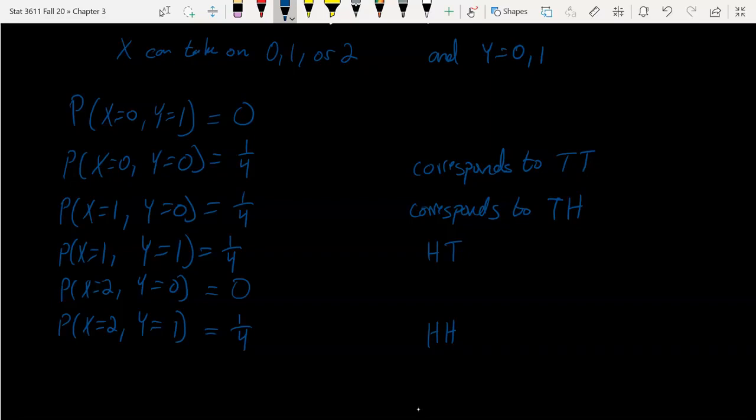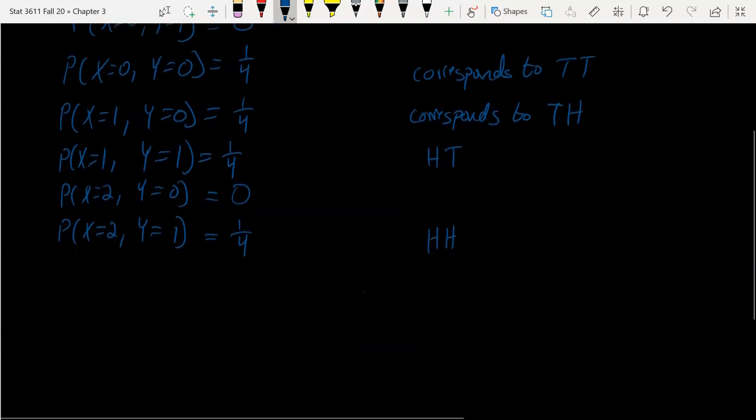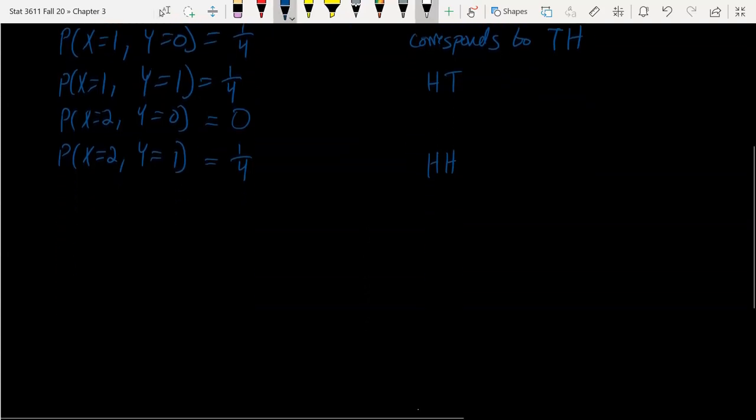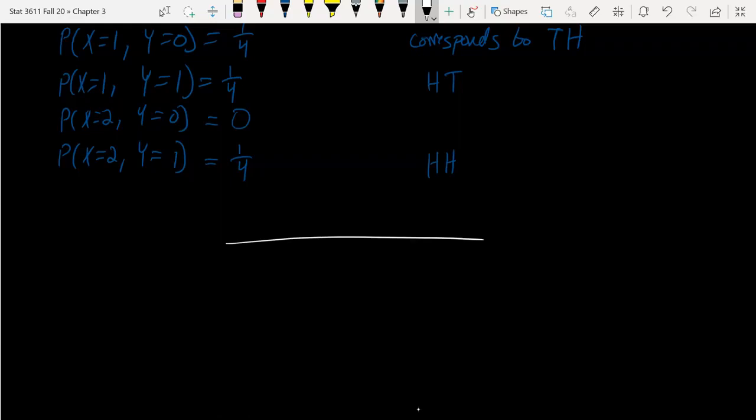We can summarize this information in a more convenient fashion in a table, if you will, in a two-way table here. So let me just go ahead and do that. So let's see, we'll do something like this.